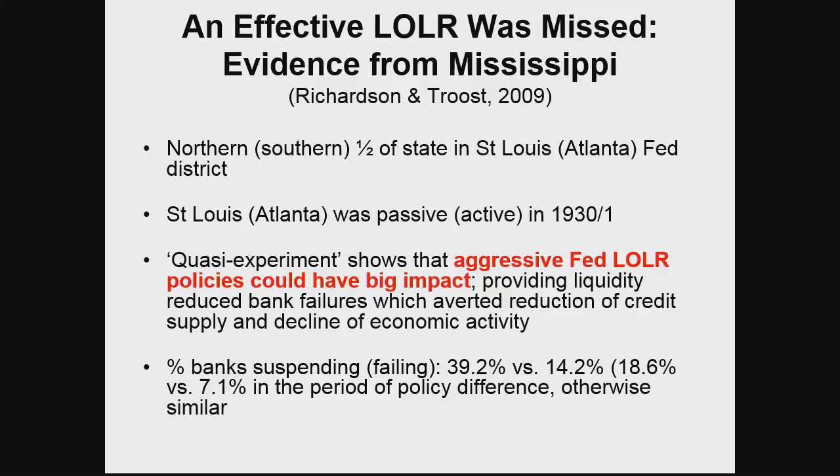And I think one might say in particular that recent evidence has pointed that way. If you haven't ever read it, the paper by Richardson and Troost in the Journal of Political Economy in 2009 is a fantastic piece of modern empirical economics. It basically takes a quasi-natural experiment, looks at what happens in the state of Mississippi, which was divided into two Federal Reserve districts, and the Federal Reserve banks behaved quite differently.